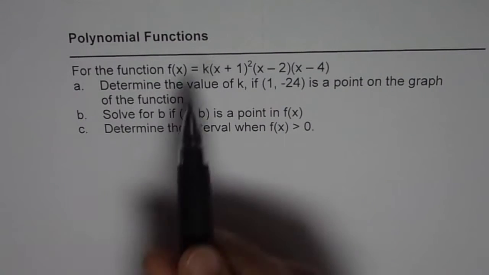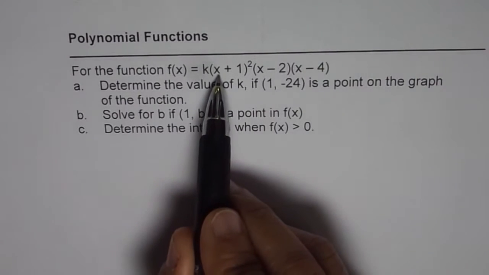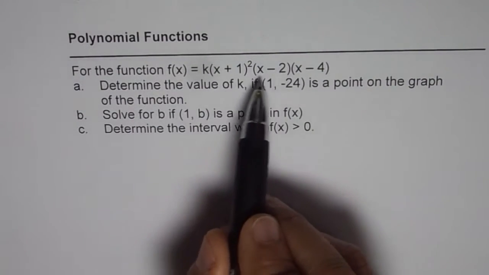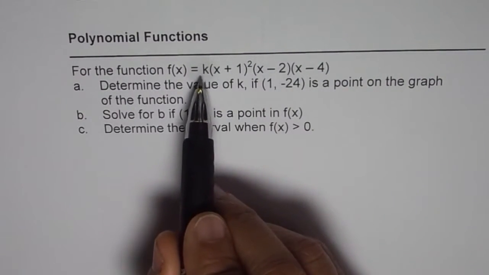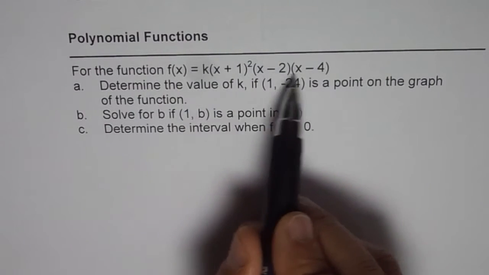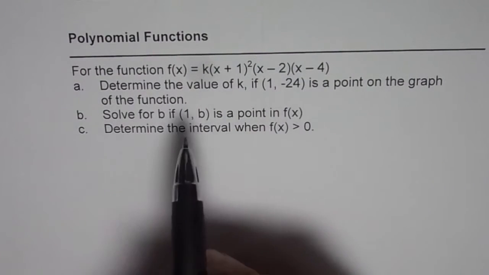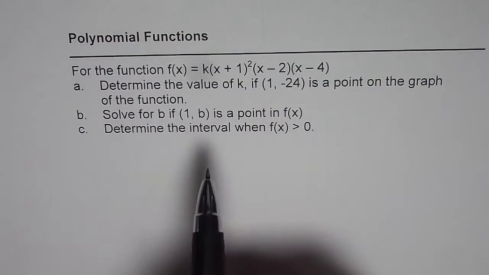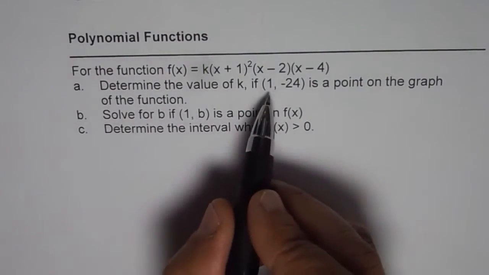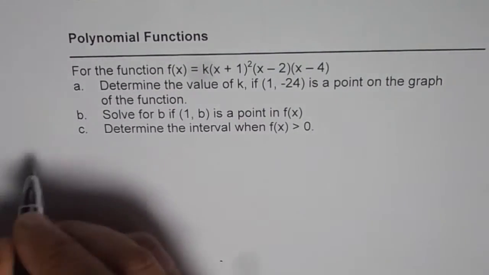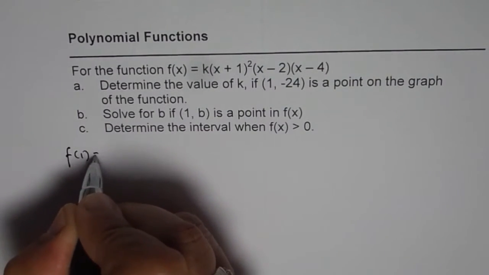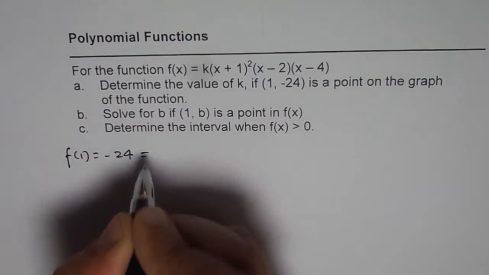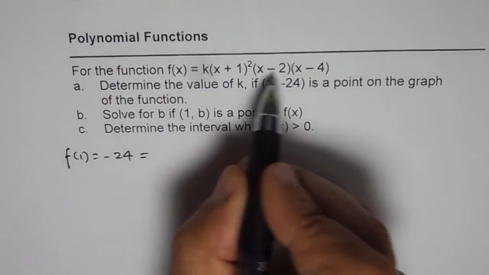So let's begin by solving for k. Now that is a polynomial function. If k is specified, we're talking about a specific function, otherwise a family of functions which has 3 zeros. Let's find k first. We are given f of 1 as minus 24. So we'll write f of 1 equals minus 24, and we'll replace x with 1.